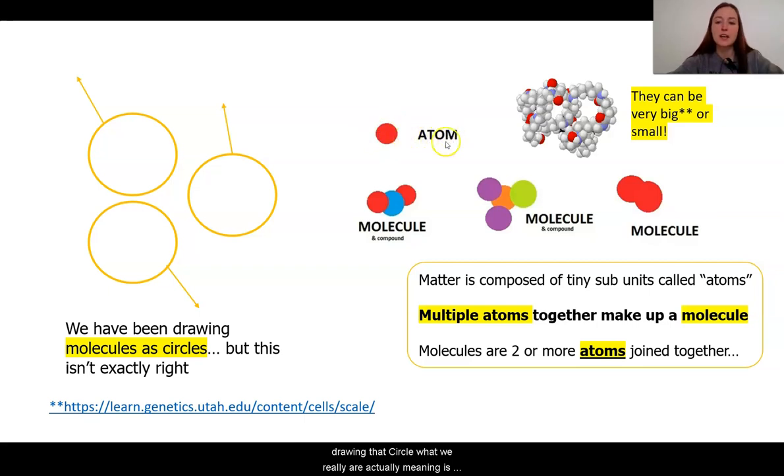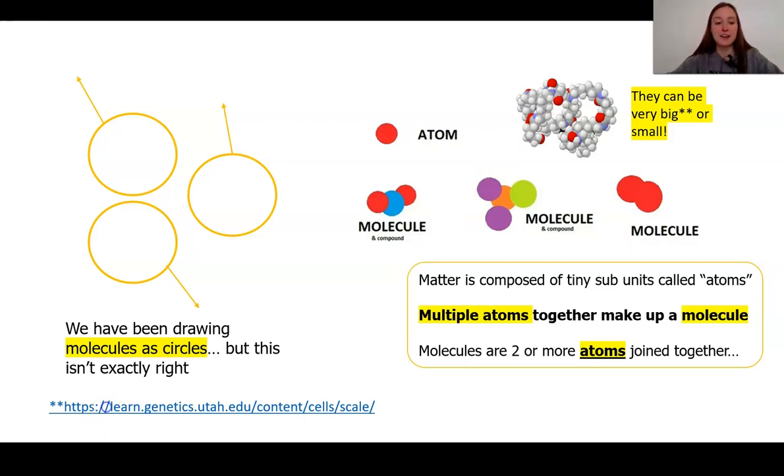That's the smallest, tiniest subunit of matter. And when two or more of these atoms come together, we call it a molecule. They can be very small, so maybe just two atoms together, or very big. Now, there's a star next to this "very big" because, as we saw in the video, when I'm talking about molecules being very big, I mean that there are many, many atoms together. Not that the molecules are actually large in size, because as we know, molecules are very, very tiny.